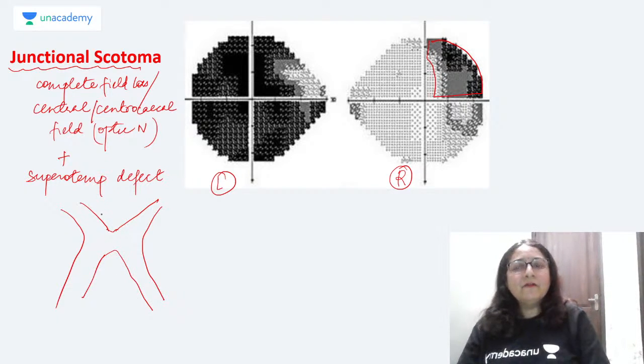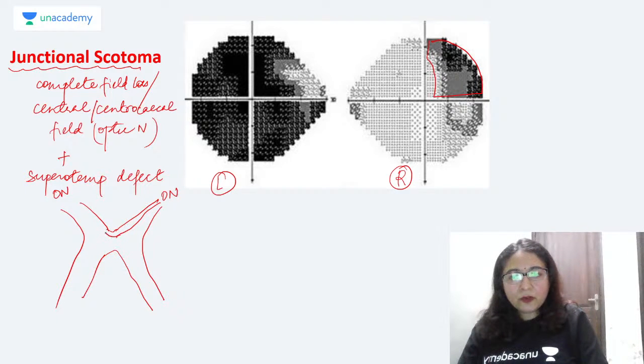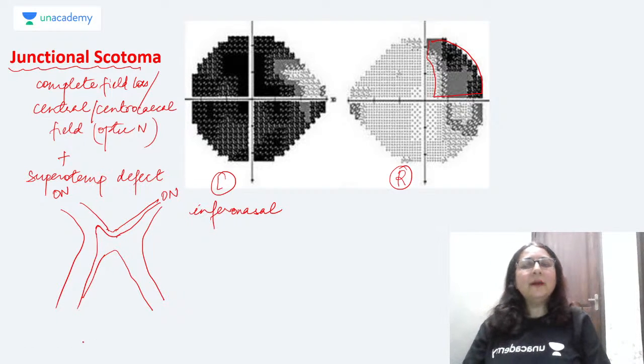Why is this produced? So this is your optic nerve, this is your optic nerve, this is the chiasma. Now what actually happens? The nasal fibers are to cross to the other side. But the inferonasal fibers do not cross directly. They make a loop in the opposite optic nerve and then they cross to the opposite side.